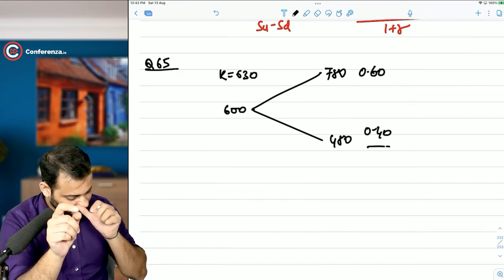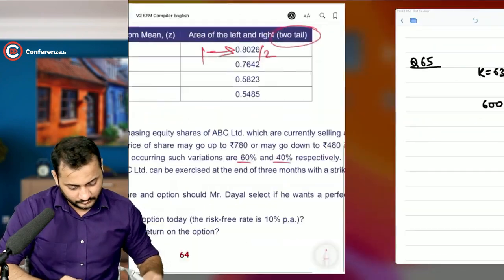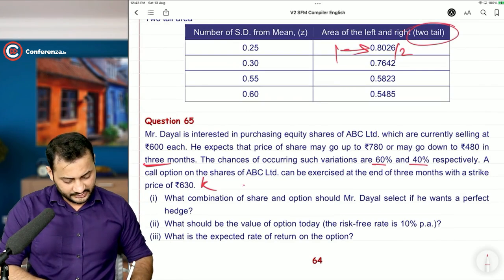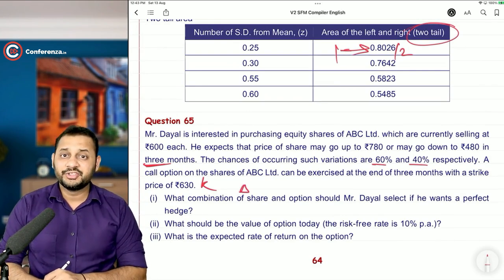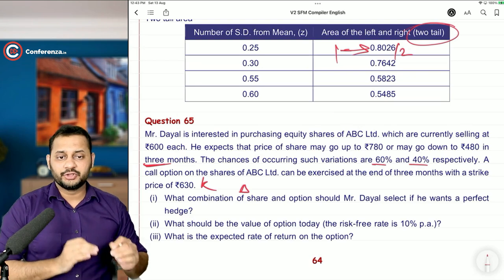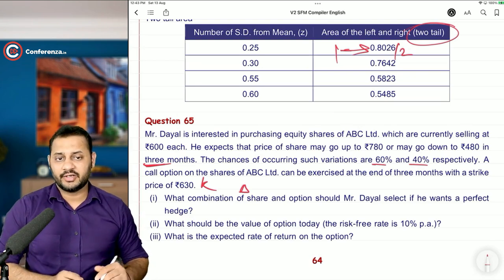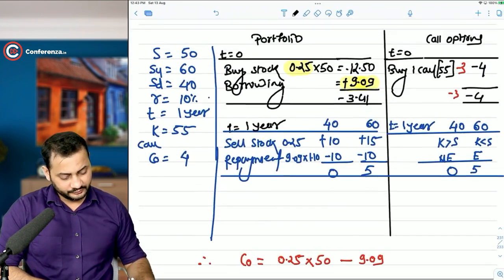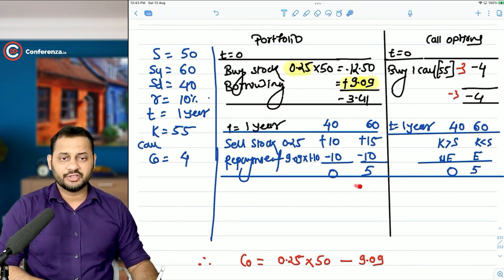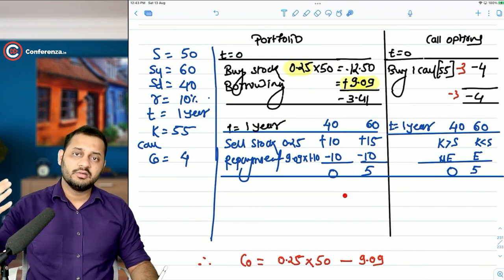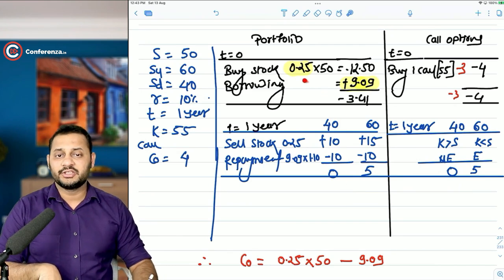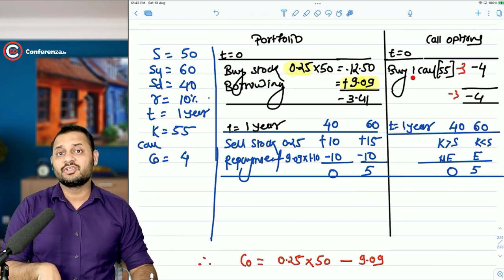Good enough. Now, first part: what combination of share, that means the delta, how many shares, and option should Mr. Dayal select if he wants a perfect hedge, perfect hedging? Let me just discuss or explain this to you. See, this is a situation of perfect hedging, that in both the cases nobody has a preference. What combination of share was there? 0.25 against one call. This is the combination.